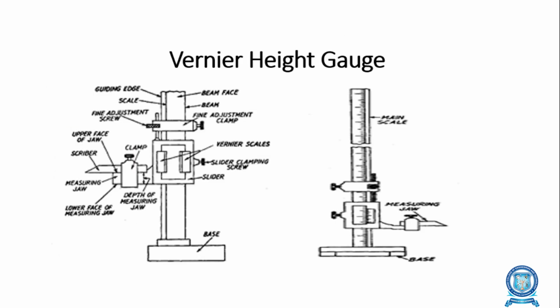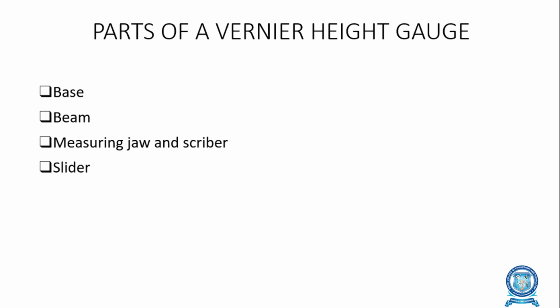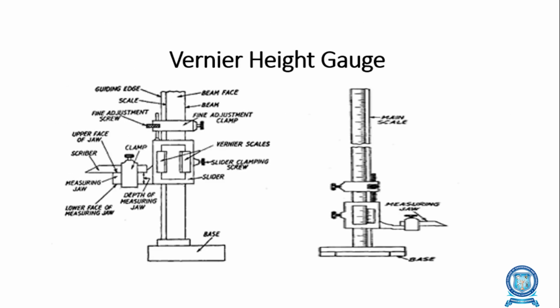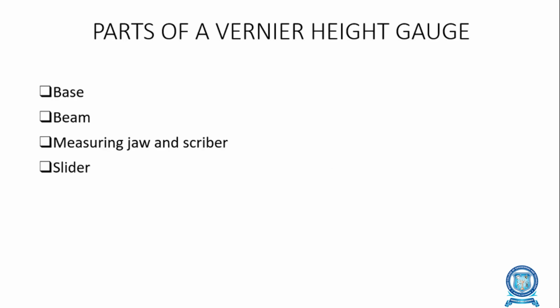So we move on to the next topic, the vernier height gauge. In the vernier height gauge, the main parts are the base, beam, measuring jaw and scriber, slider, clamping screws, etc. These are the different parts of a vernier height gauge. So we should know the use of the base, the beam, the measuring jaw and scriber, and the slider.